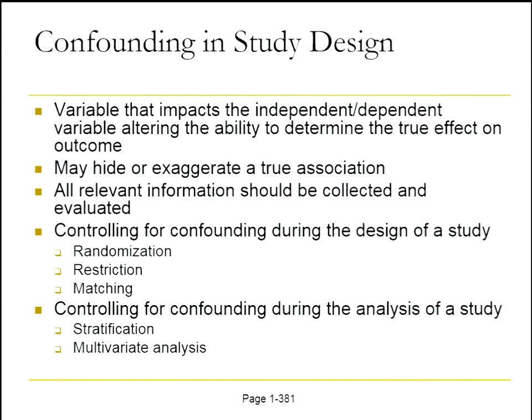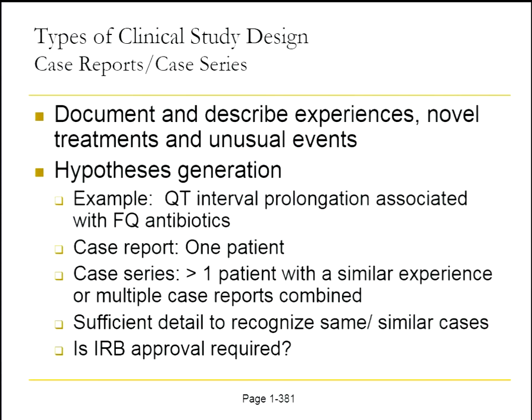So the best way to avoid confounding, especially in retrospective or even prospective studies, is to collect all the information that we can in our data collection form, so that we're able to look at it during the analysis of this study, and perhaps need to use some type of multivariate analysis in our analysis.